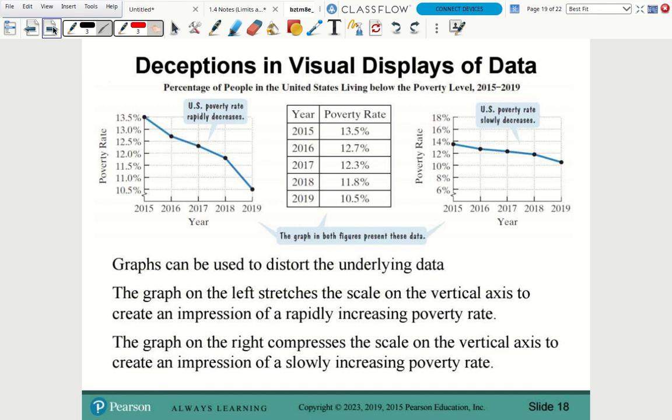So graphs can be used to distort the underlying data. The graph on the left stretches the scale on the vertical axis to create an impression of rapidly increasing poverty rate. Increasing, should be decreasing. Anyway, and the graph on the right compresses the scale on the vertical axis to create an impression of slowly increasing, should be decreasing poverty rate. So, anyway, I know you guys are actually changing that word to decreasing, right? Okay, because the notes are wrong on that one.